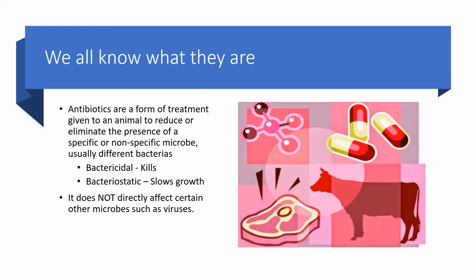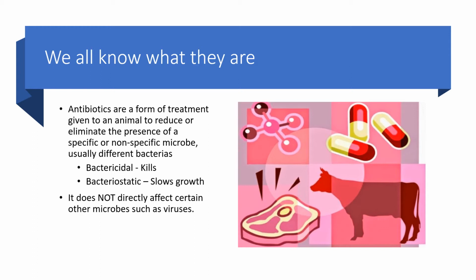And there's two different forms: there's bactericidal and there's bacteriostatic. The cidal one kills them, and the static one just slows their growth, and that's in the name, static, to stop. And antibiotics do not directly affect certain other microbes, such as viruses. And take note that I said directly.